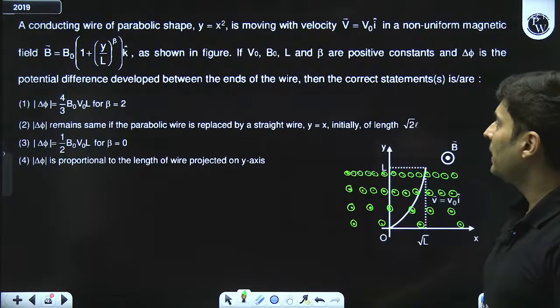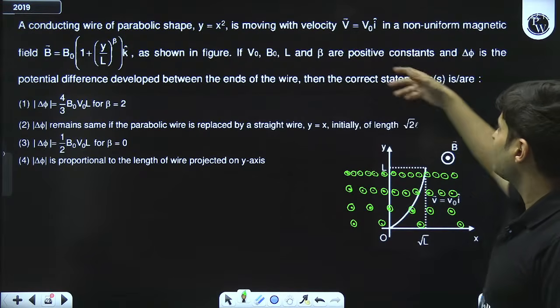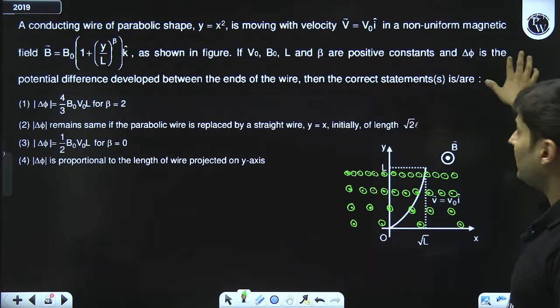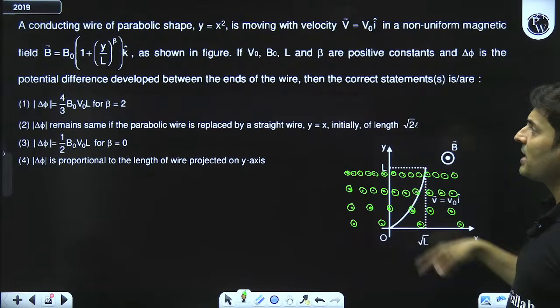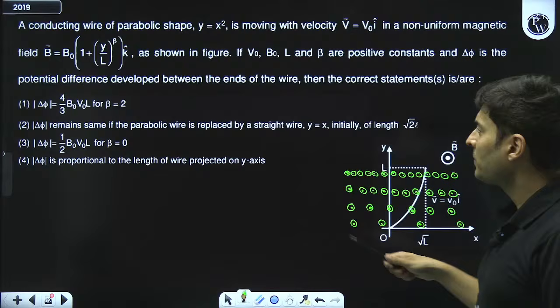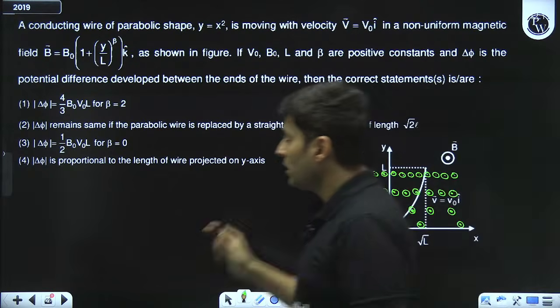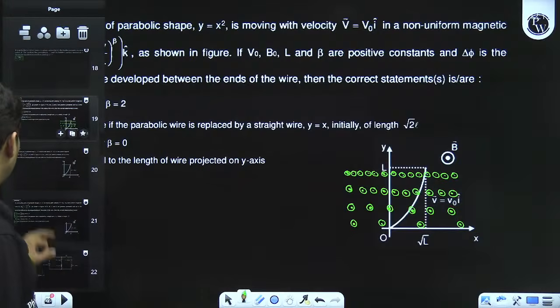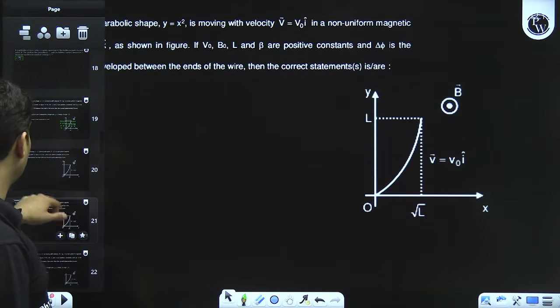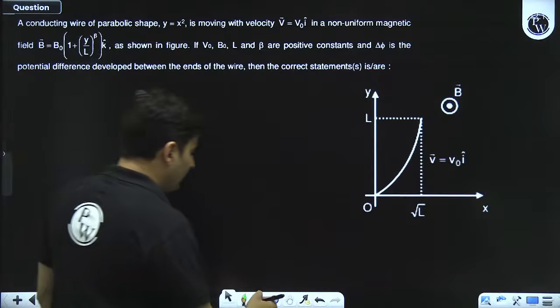Okay, great. Now, if all these things are some positive constants and delta phi is the potential difference between the wire ends, then the correct statements are: for beta is equal to 0, beta is equal to 2, what is the potential difference? Potential difference remains same whether it is replaced by another wire and projected by y-axis. Okay, so couple of concepts involved first of all, even before going ahead. Tell me one thing.